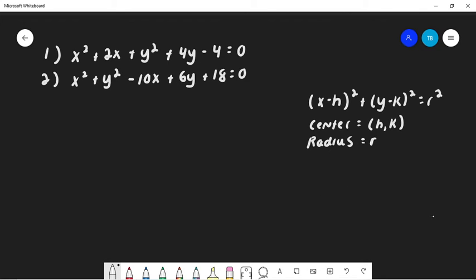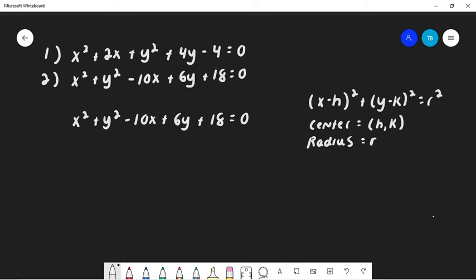Okay. Alright, now let's copy number 2 here. So we have x² + y² - 10x + 6y + 18 = 0. Now this one's a little bit different because not all the terms with x's and all the terms with y's are right next to each other. But we can always manipulate our equation, move our terms around a little bit as needed, and then we just repeat the process that we did before.